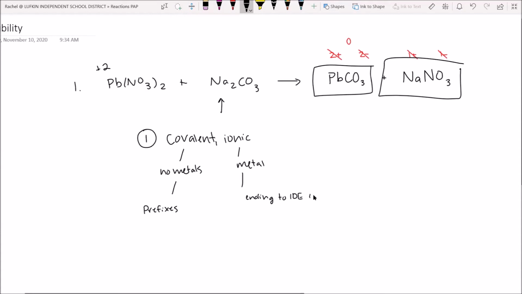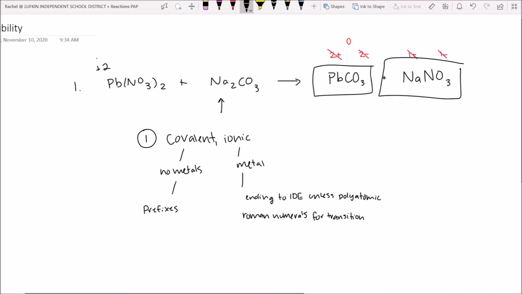unless it's a polyatomic. I'm just kind of reminding you guys of this, right? So for example, carbonate doesn't change to carbonide. It's just carbonate. Nitrate is just nitrate, right? And then use Roman numerals for transition metals. So which one of those are we going to use Roman numerals on? What's that? Yeah, the lead, because it acts like a transition metal.